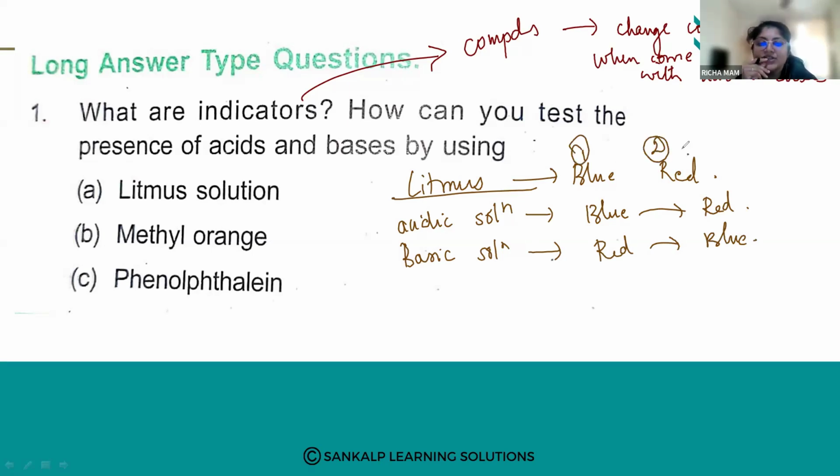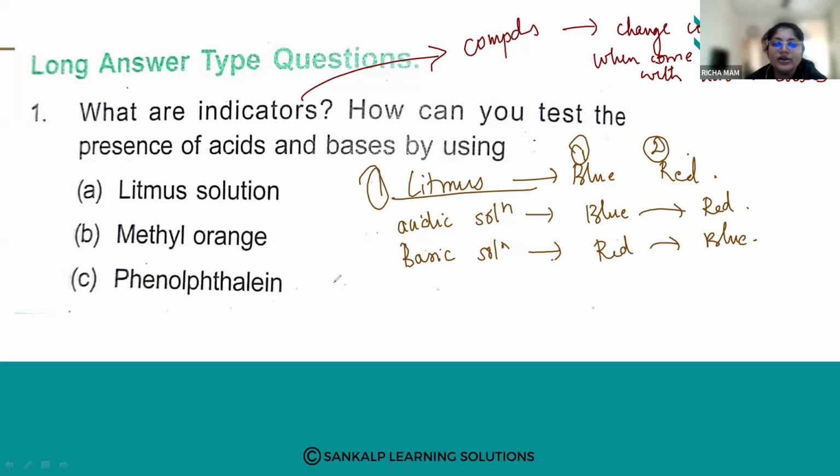So there are two types of litmus, blue litmus and red litmus. What is a litmus solution? It is like a purple dye. If you have an acidic solution, then blue will turn red. And if you have a basic solution, red will turn blue.